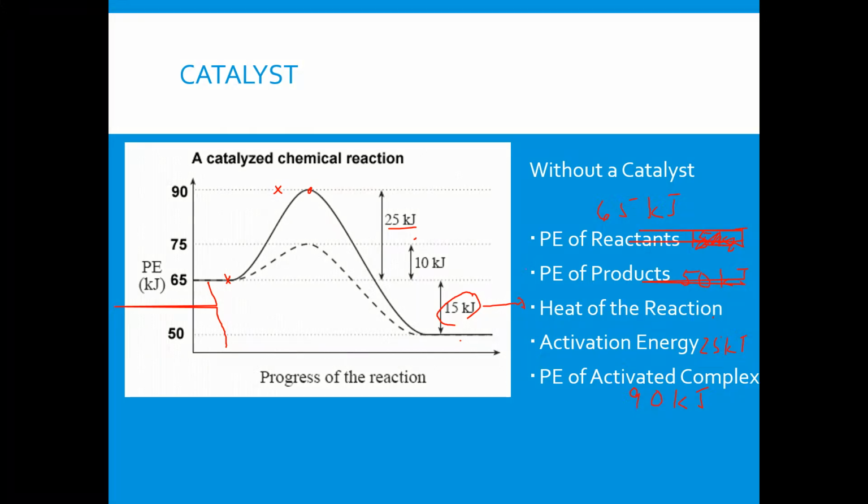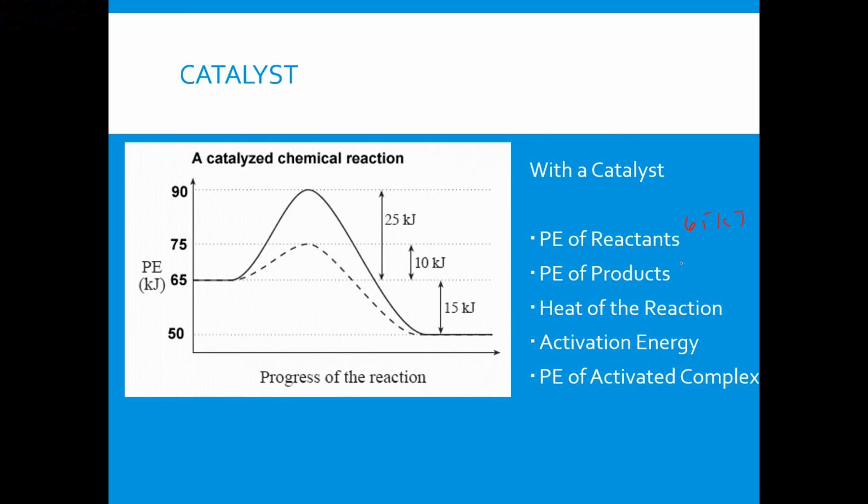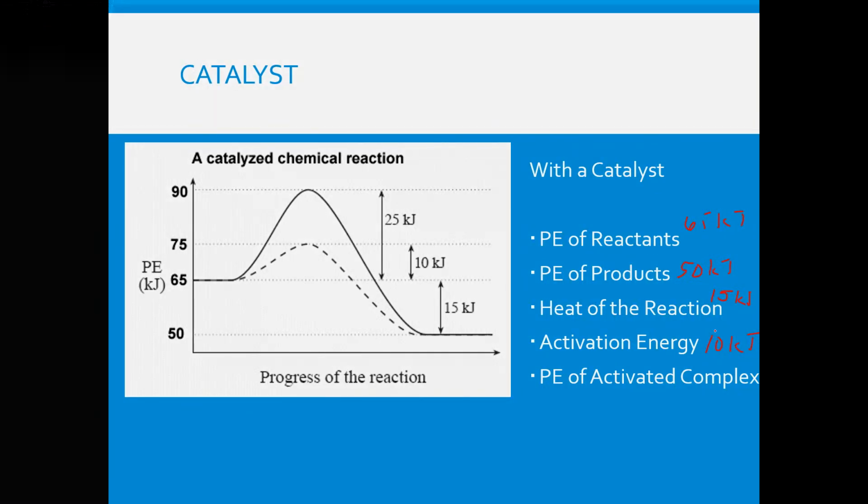So when the reaction goes faster, it does so by having the activation energy decrease. So if I do the same thing, same reaction, but now I'm going to look at the catalyst part. My reactants were 65, that didn't change. My products is still 50, that doesn't change. My heat of the reaction is still 15, that doesn't change. But my activation energy now is only 10 kilojoules. I require less than half of the energy to be put in to make the reaction go faster, which means more collisions occur that work and a quicker reaction takes place.